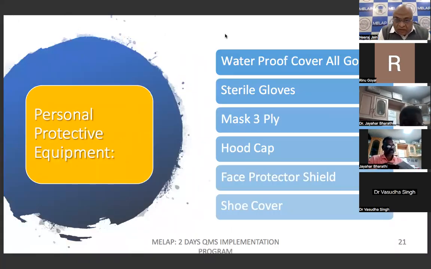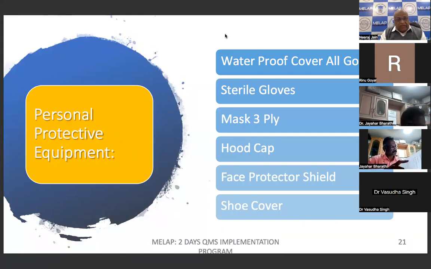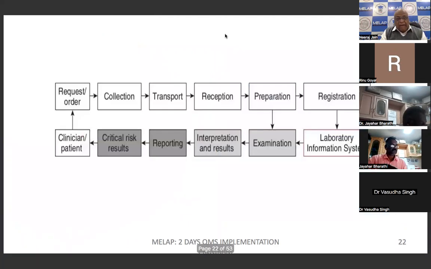These are the various requirements of personnel. People shall be well qualified, trained, and competent to carry out various activities, and they shall regularly attend CME, seminars or training programs to update their knowledge so that they can serve a useful purpose in the laboratory. They shall be provided with adequate and appropriate personal protective equipment based on their responsibilities in the laboratory.